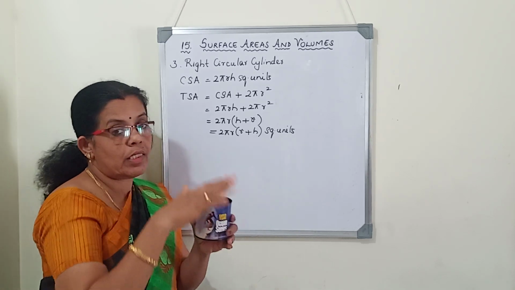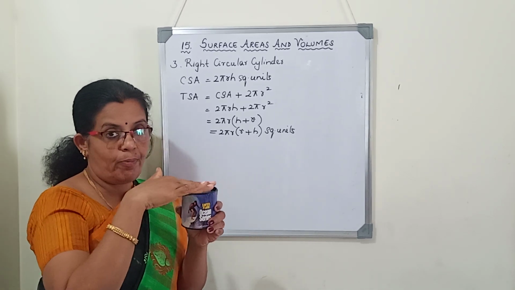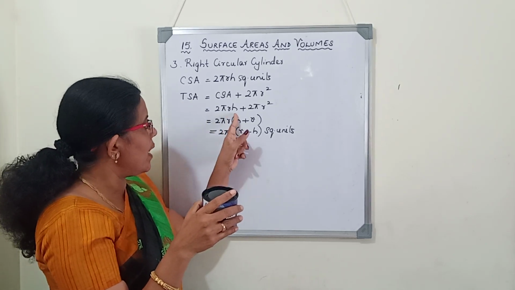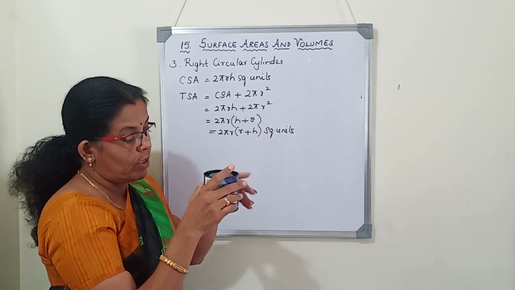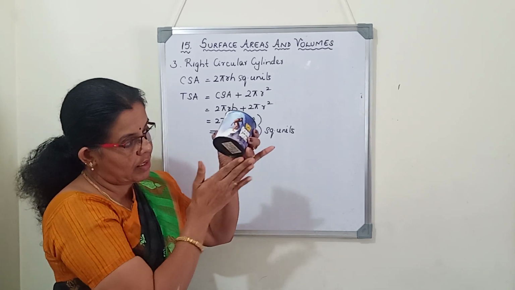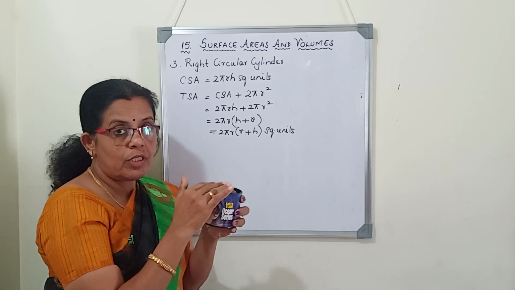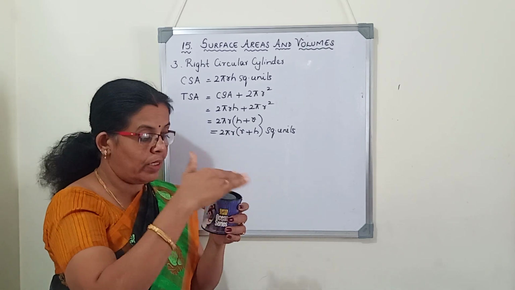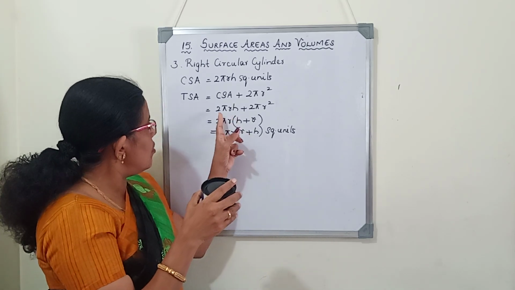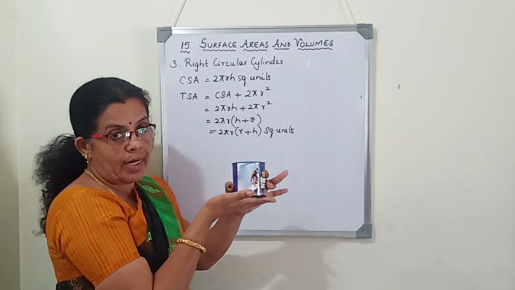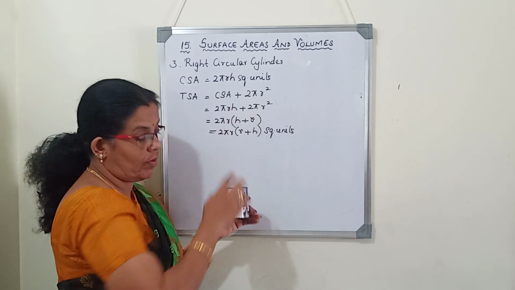Suppose the cylinder is open at the top, then how do we find the total surface area? It is 2 pi r h plus 1 pi r square, because we only consider the area of the surface that is closed. So if in any question one side is open, you don't write the full formula. We have to write 2 pi r h plus 1 pi r square, for the side which is closed.